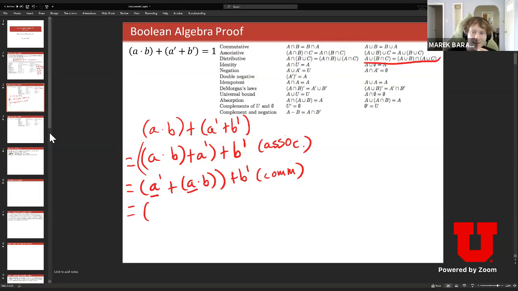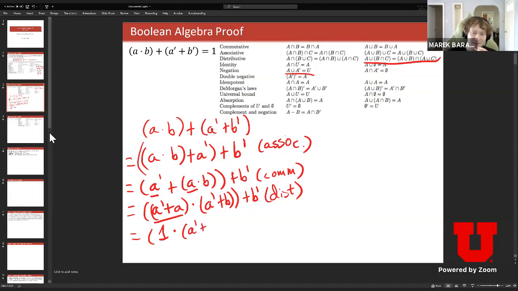So I'm going to use the distributive rule for this one. And we get A complement plus A times A complement plus B prime. And this is distributive. So this right here, we can apply the negation rule, and we get 1 times A prime plus B prime.